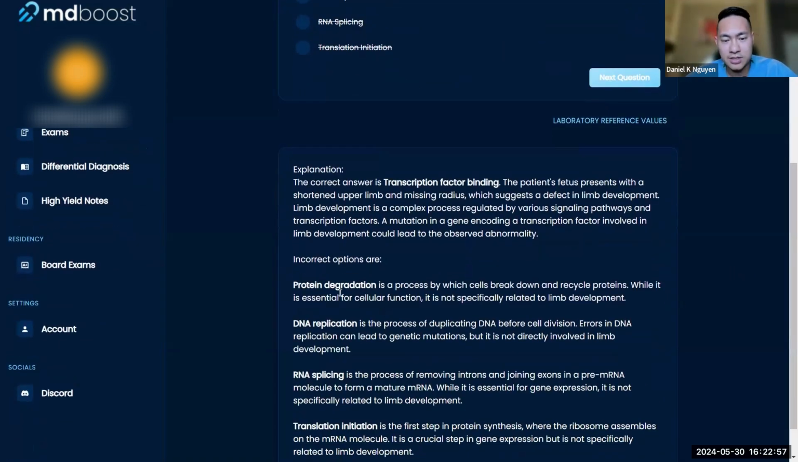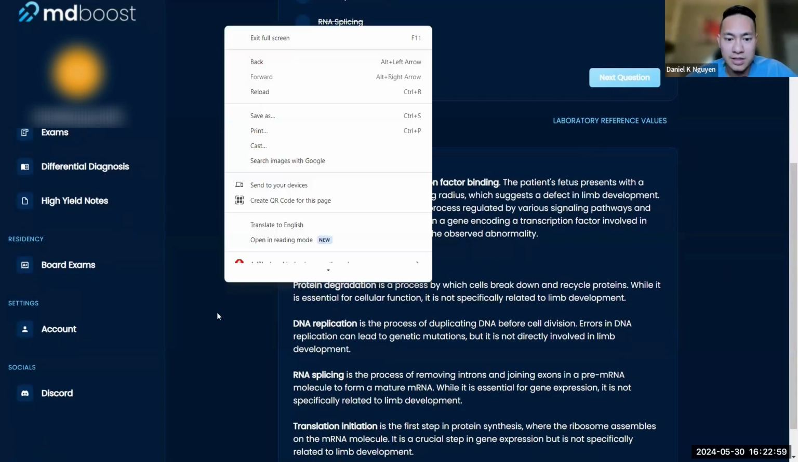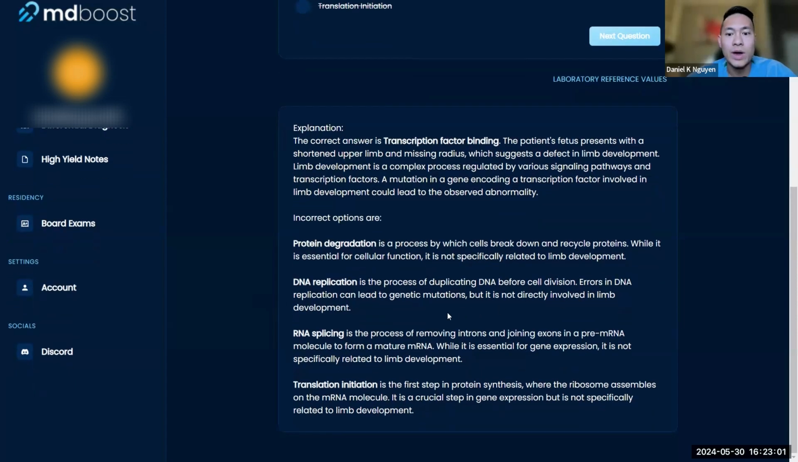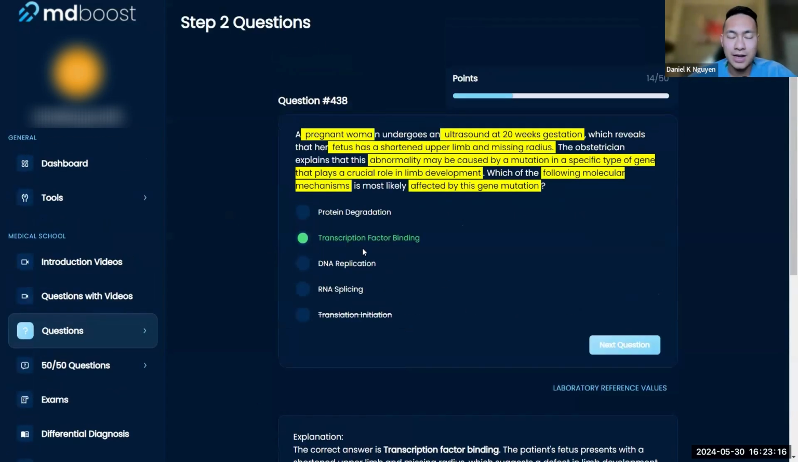Protein degradation, that's very, very specific, so very unlikely. DNA replication, you're going to get way worse things, right? Genetic mutations. RNA splicing, right? Usually for gene expression, not for limb development. And then translation initiation, that's the first step in protein synthesis, right? Crucial step for gene expression, but not specifically related to limb development. So when you're talking about limb stuff, Hox gene, things like that, or hedgehog, SHH, Sonic hedgehog, right? That one is transcription usually.